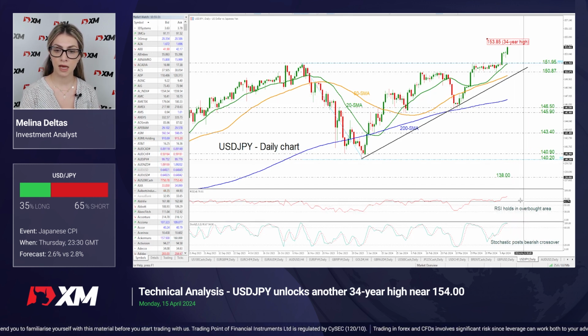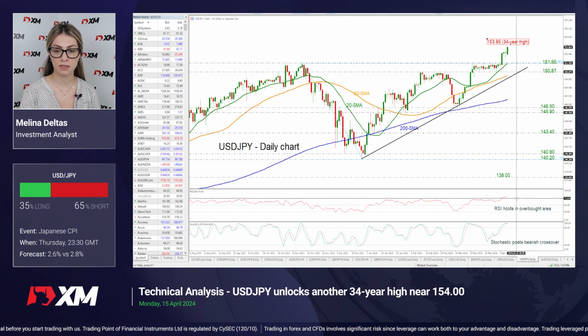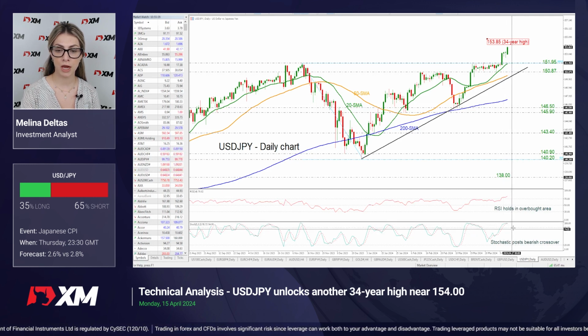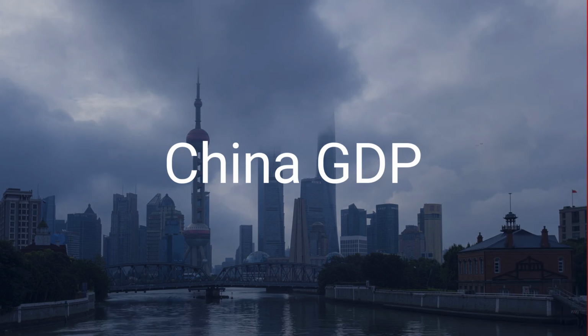Now the RSI is pointing up in the overbought area, suggesting that we may see some more gains. However, the stochastic is creating a bearish crossover within its percentage K and percentage D lines, indicating that the market is within an overstretched territory and we may have some bearish corrections.